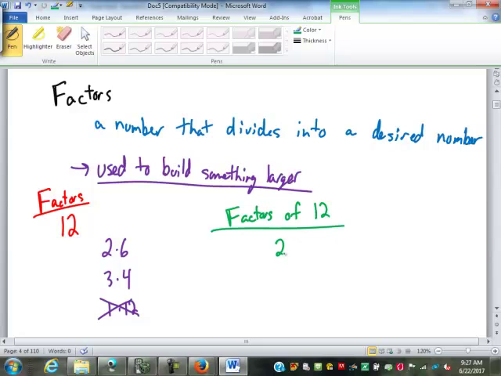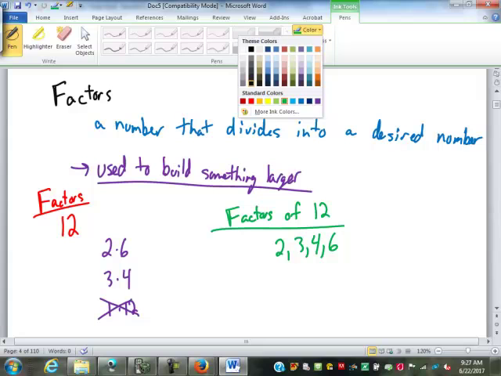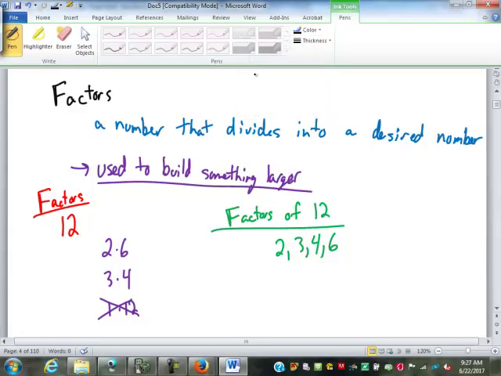So all of the factors of 12 that we listed out are 2, 3, 4, and 6. All of those are factors of 12. All of those can be used in some combination to build a 12 or to multiply up to a 12. Also, 12 is what we call divisible by each of those numbers.